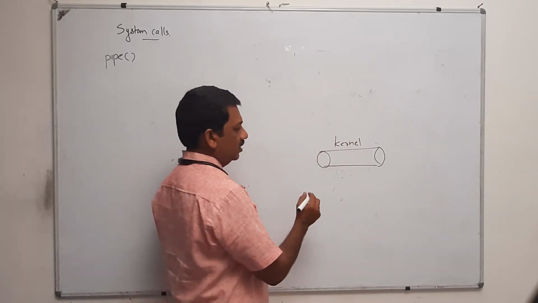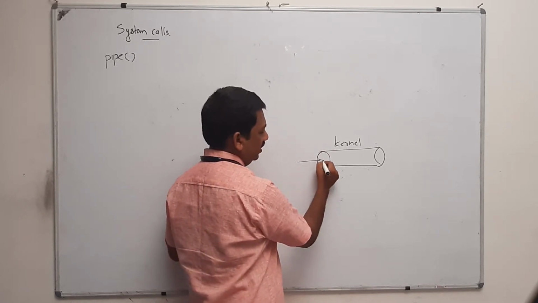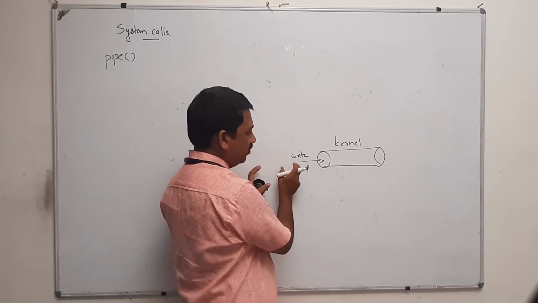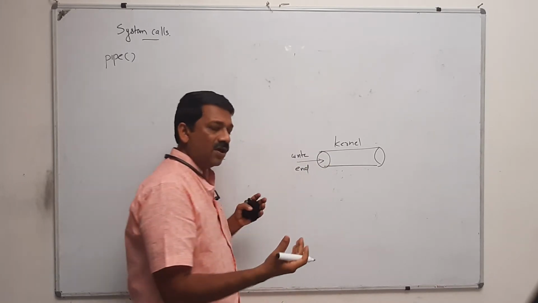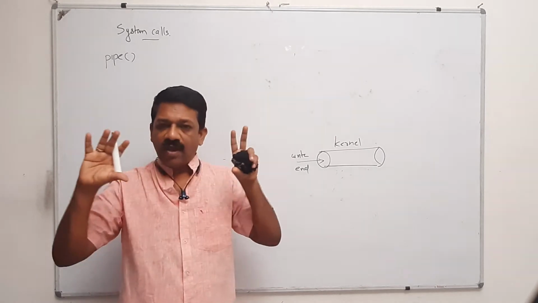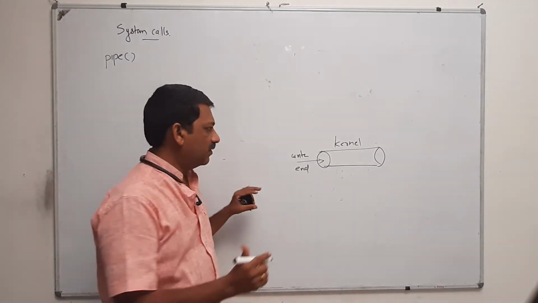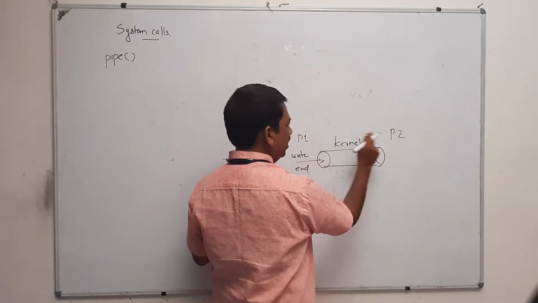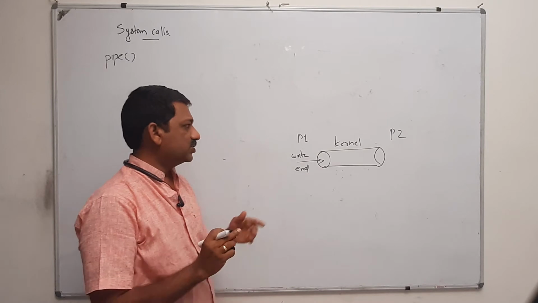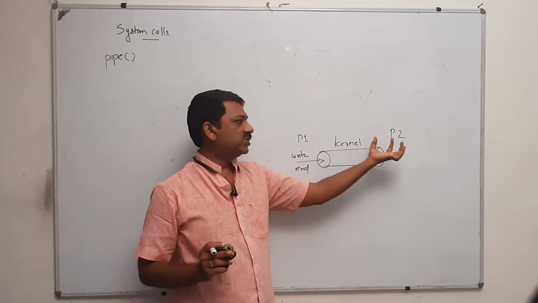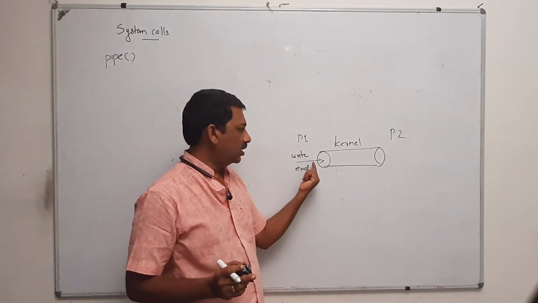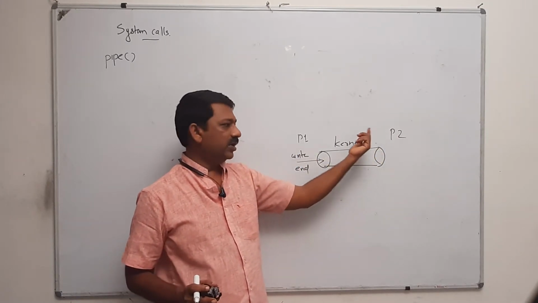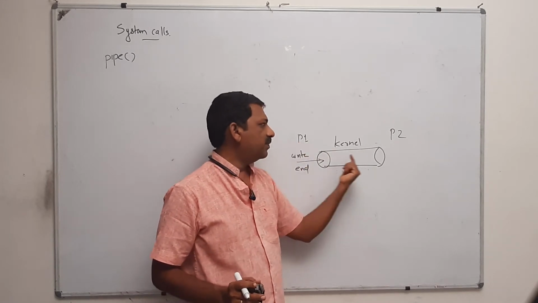That means this is a one-way pipe: here this is the write end. Some process is writing to this pipe, for inter-process communication. If you have two processes, say P1 and P2, these are two independent processes, and suppose P1 wants to send something to P2, then you can use this pipe for inter-process communication. You can send some information from P1 to P2.